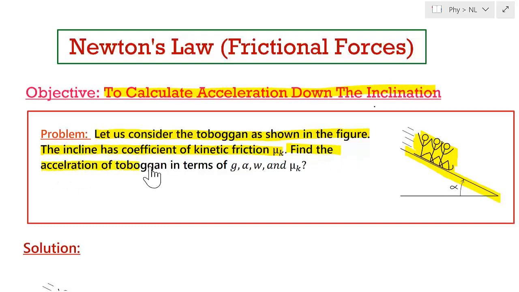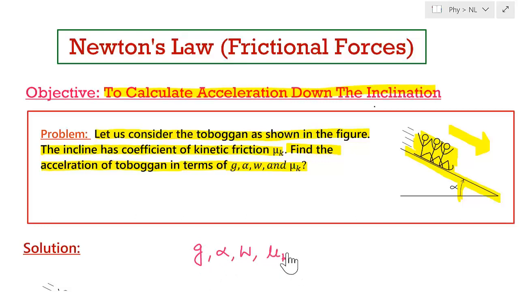Find the acceleration of toboggan in terms of g, alpha, W and mu k. So we have to find with what acceleration this toboggan is moving in the downward direction. And we have been given g, that is gravity, alpha, that is the angle of inclination, and W, that is the weight of the toboggan, and mu k is the coefficient of kinetic friction. So we have been given g, alpha, W and mu k.